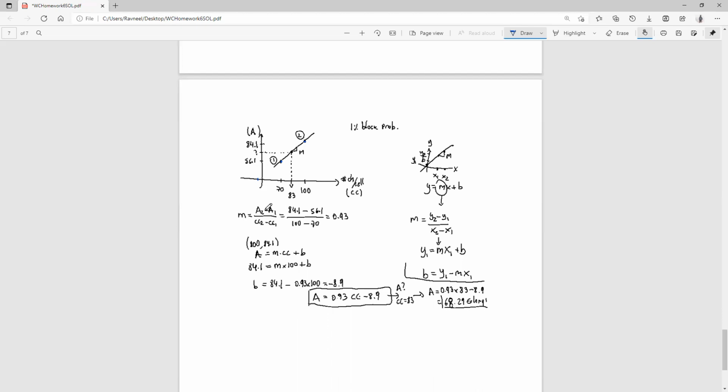The formula for the gradient of a line for two points is equal to: the a2 value is 84.1 minus 56.1, divided by 100 minus 70. That is going to give me a gradient of 0.93. So this is my gradient.